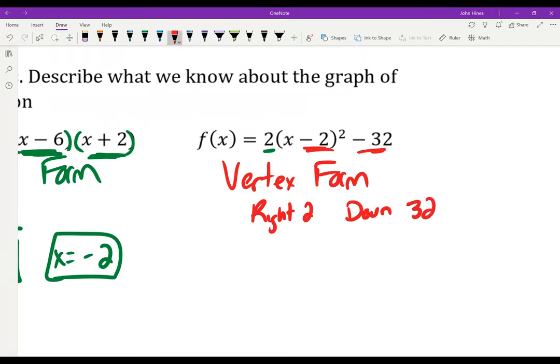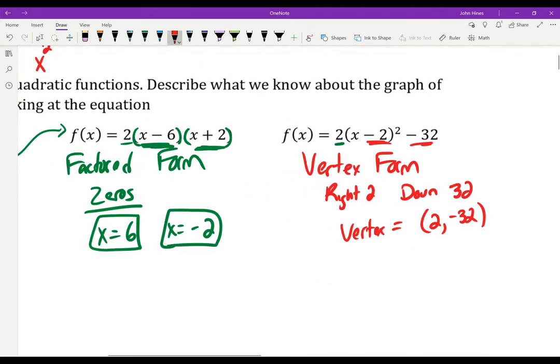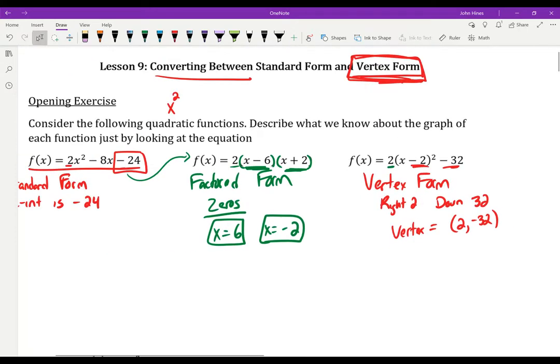So instead of starting at 0, 0, this has a vertex. It's called vertex form because it tells us the vertex. Vertex is right 2, down 32. So I'm going right 2 and down 32. That's the powerful thing of vertex form compared to standard form. So we know how to get to factored form, you factor, but to get to vertex form, we need to do a little completing the square.